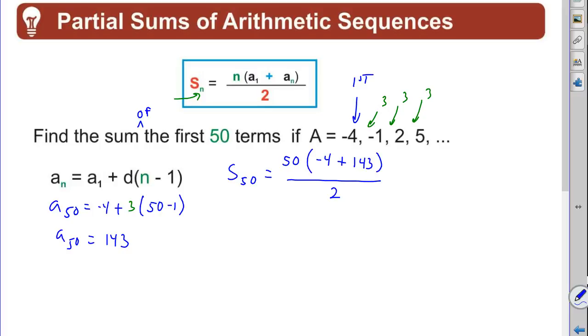So what is it? 25 times 139. And I get 3,475. So if you add the first plus the second plus the third all the way up to the 50th term of this sequence, guess what? The sum will be 3,475.